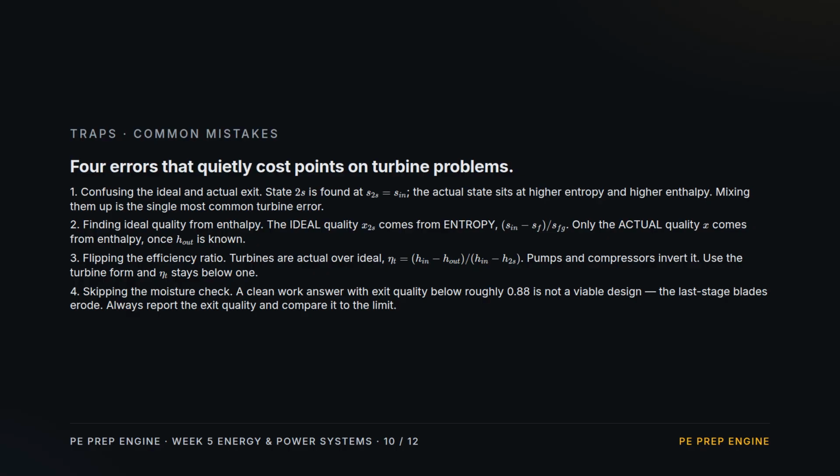3. Flipping the efficiency ratio. Turbines are actual over ideal. Pumps and compressors invert it. 4. Skipping the moisture check. A clean work number with exit quality below about 0.88 is not a viable design. Always report the quality and compare it to the limit.